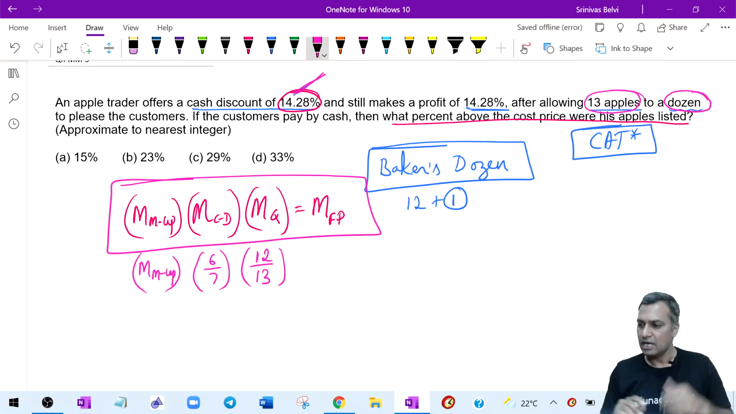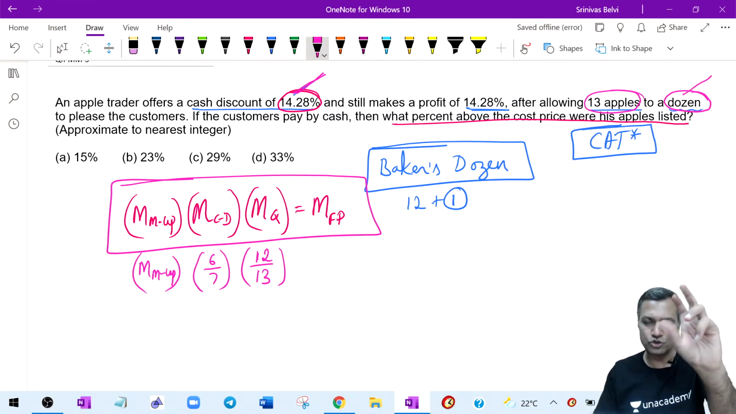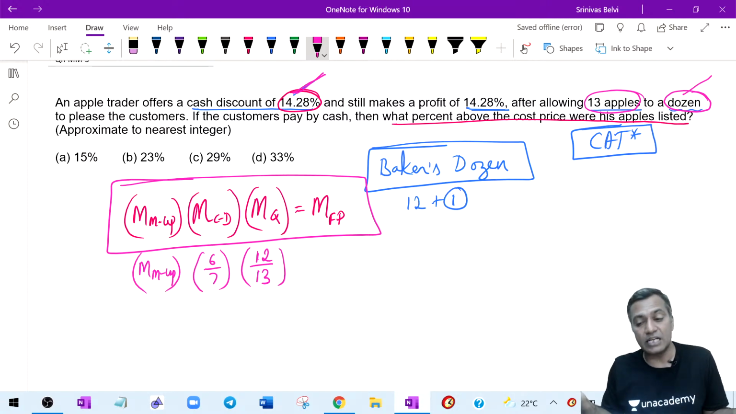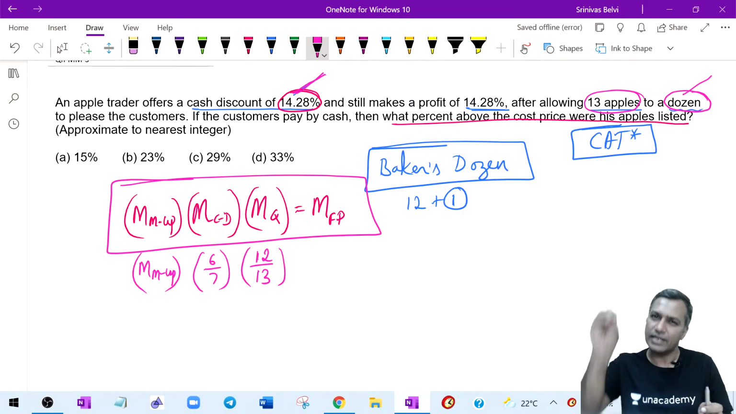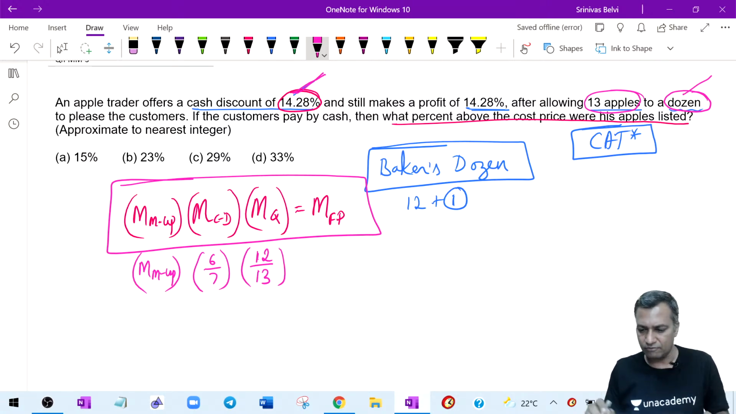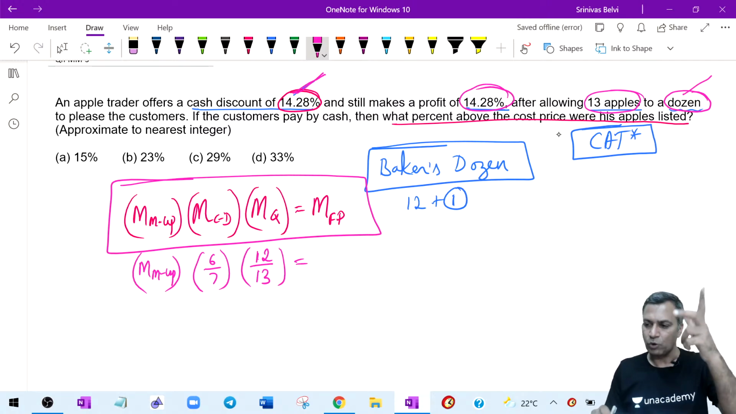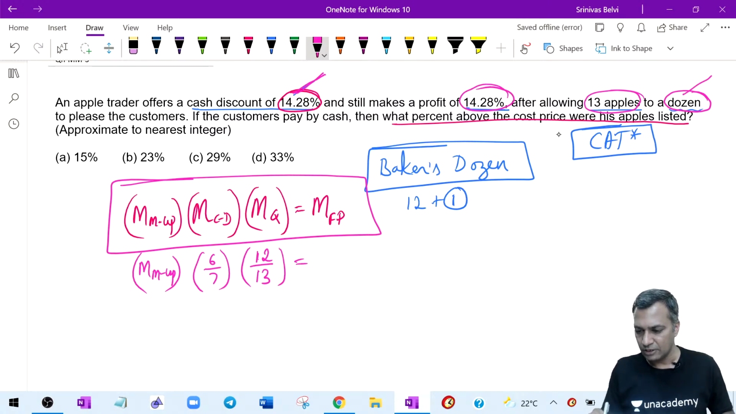He's supposed to give only a dozen apples, but he's giving 13 apples just to please them, to make them happy. Okay, take one more. That's what he's doing. Yet he's making a profit of 14.28%. What is this 14.28% profit? So he's making a profit of 8 divided by 7. This is a profit, 8 divided by 7.